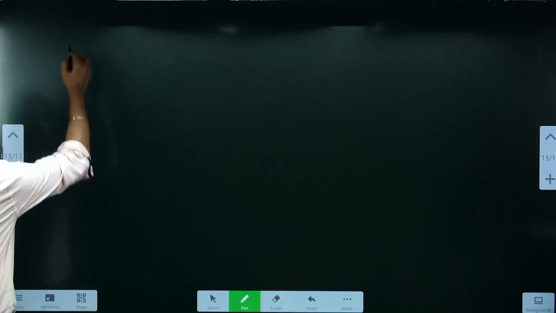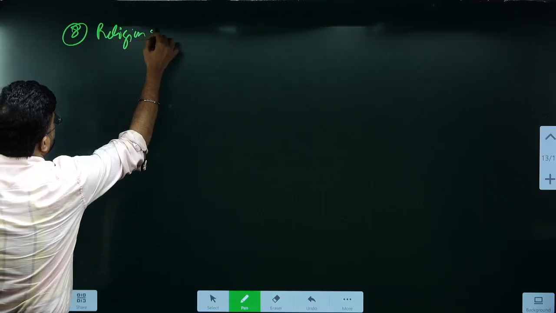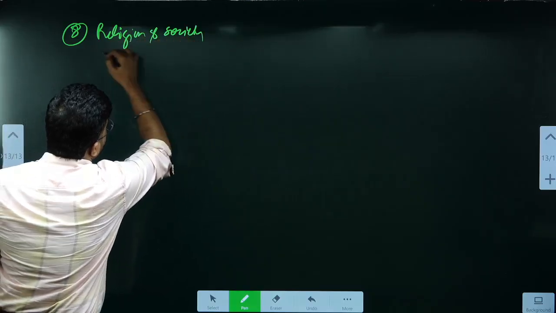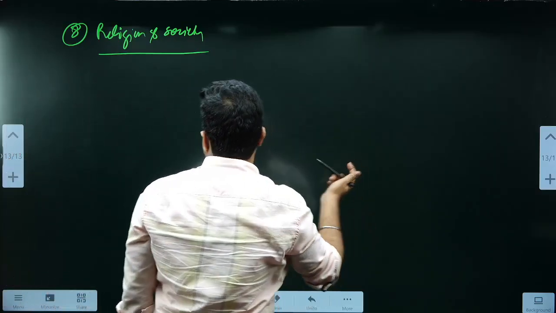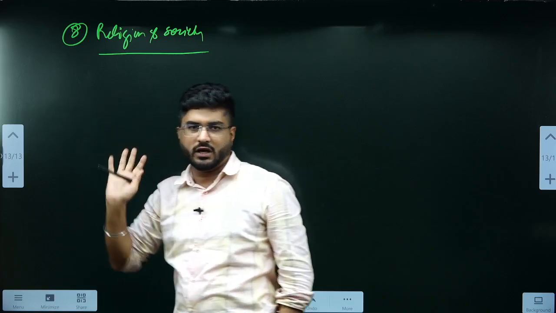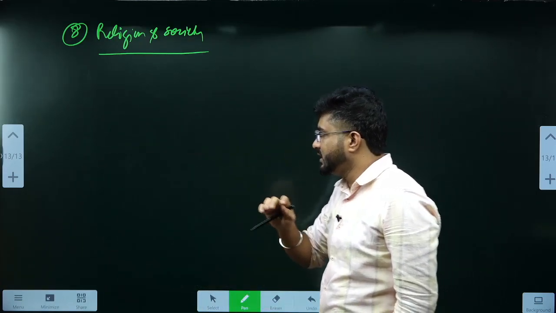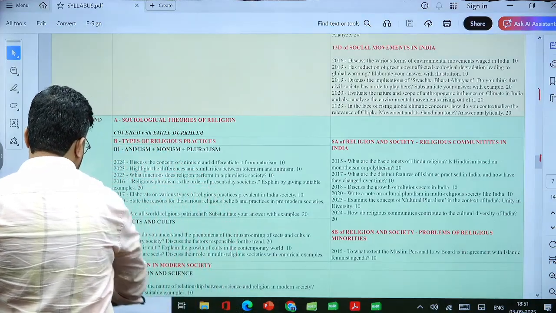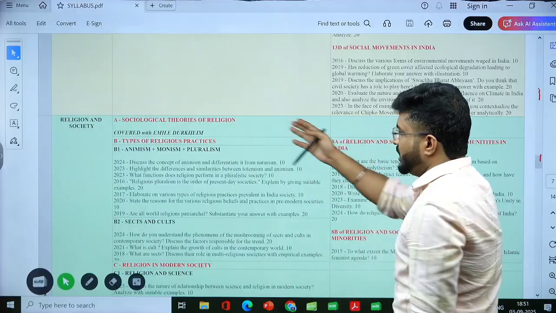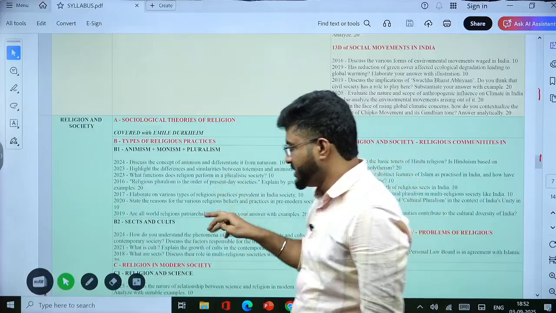Then comes your chapter 8, religion and society. Now when you talk about religion and society, in paper 1 we have theories of religion, which we have already covered with Emile Durkheim earlier in chapter 4 itself. Then come different other sections like types of religious practices, animism, monism, pluralism, sects and cults. Then religion in modern society.